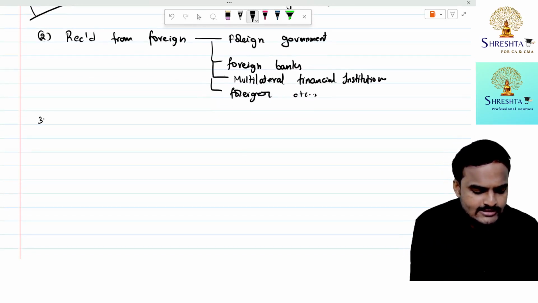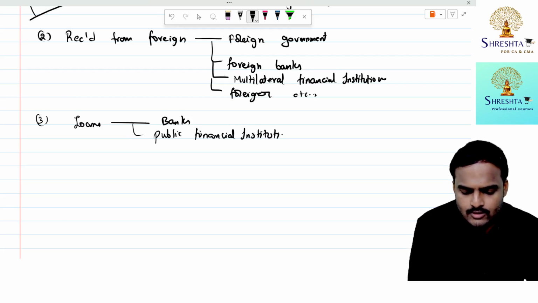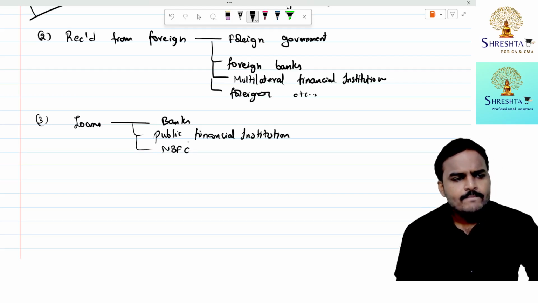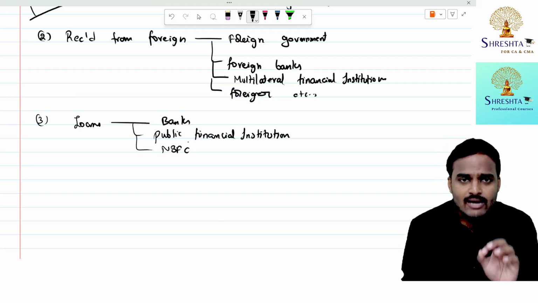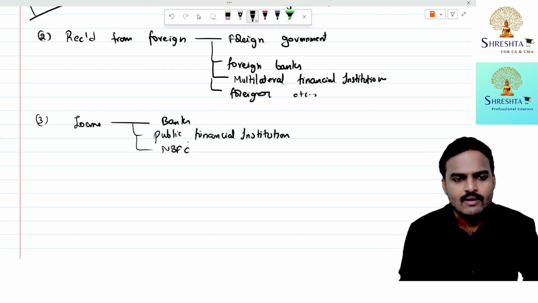Now coming to the third exempted category. Loans from banks, public financial institutions, PFI, NBFC. Sir, what is the difference between bank and NBFC? The major difference: banks can accept deposits from the public. Banks will give loans to the public. NBFC will give only loans to the public. It can't accept deposits from the public.